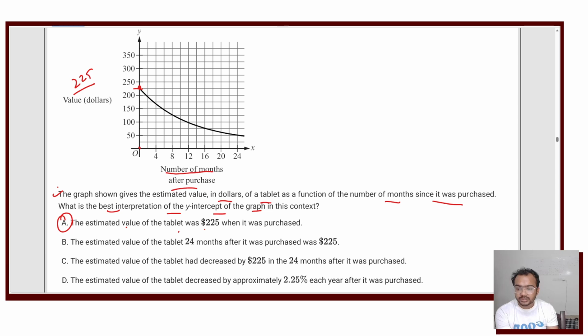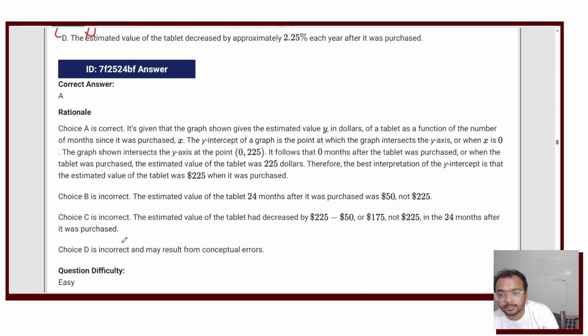We can just have a look at the other options. 24 months after, no, it cannot be correct. Has decreased by this much, that won't be correct. Yeah, all other three are clearly incorrect. So A will be the correct answer.